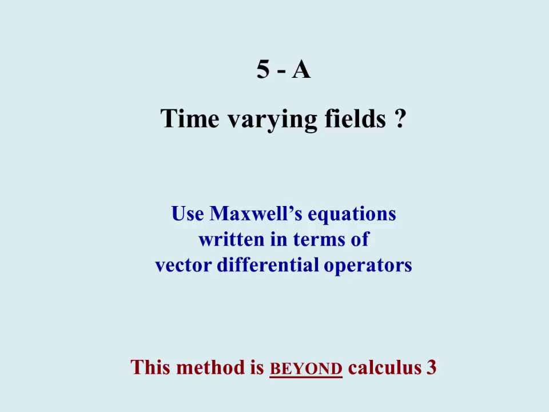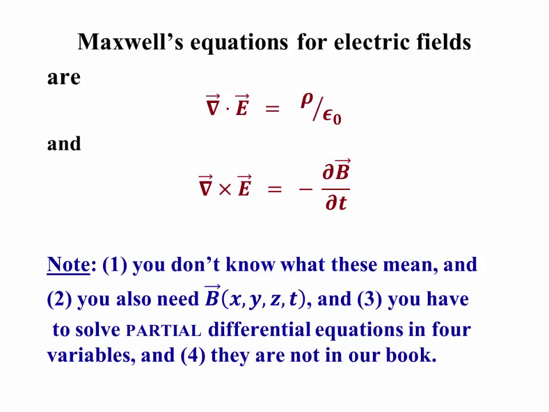Now, if you have time-varying fields, in general, you use Maxwell's equations written in terms of vector differential operators. This method is beyond Calc 3, so it's certainly beyond the scope of this course. But again, I want to show you this for completeness. Maxwell's equations in that form look like the following. The first one is described as being the divergence of the electric field being equal to the charge density rho divided by epsilon naught. The second one is said in words as the curl of the electric field vector, and that is equal to the negative partial derivative of the magnetic field with respect to time.